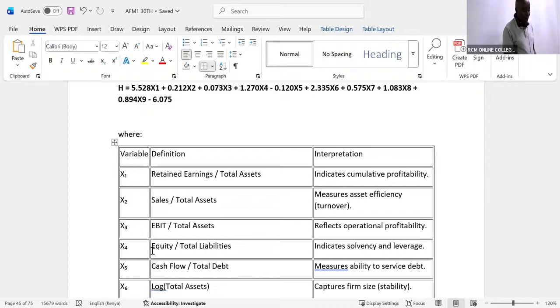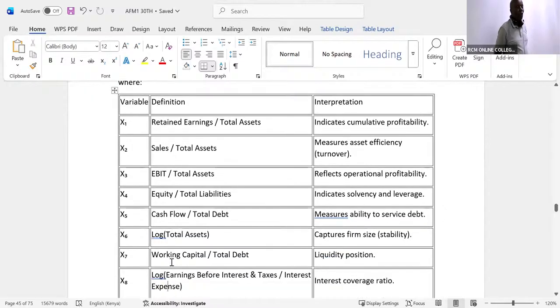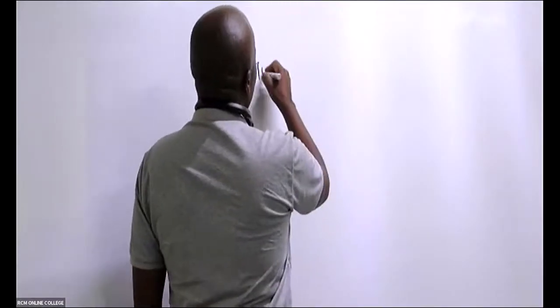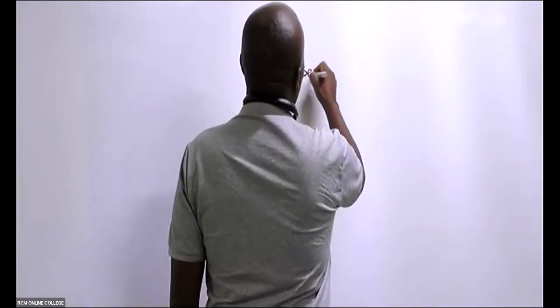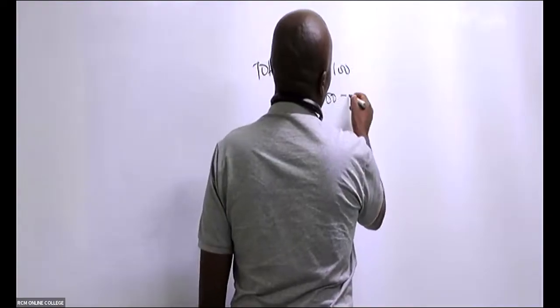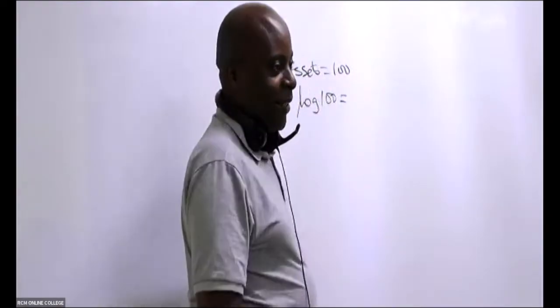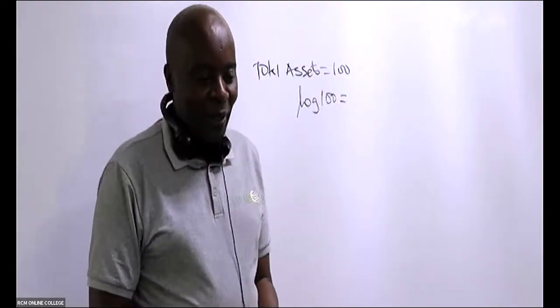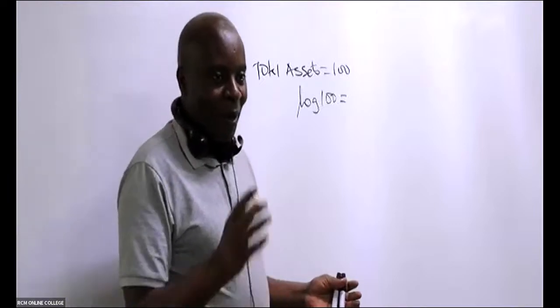The only thing that you need to be very, very careful about is X6, which wants you to get total assets, and then you get its logarithm. Could you kindly give me the logarithm? Let's try. Assuming in this case here that our total assets are 100. If our total assets are 100, what is the logarithm of this 100? Punch in your calculator there. Logarithm of 100. It's 2, eh? I hope you're able to see the logarithm.